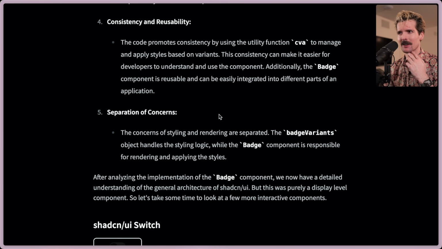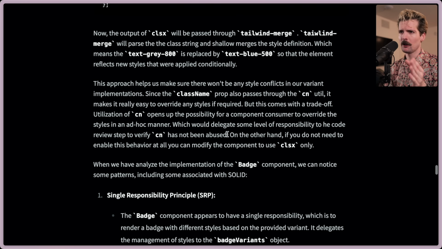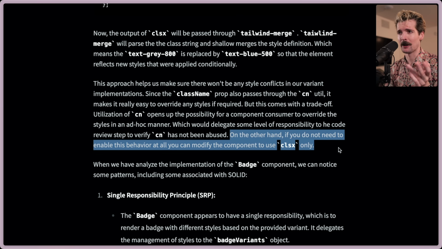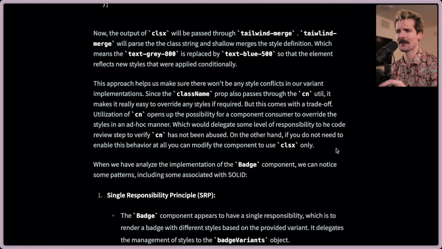Point 5, the separation of concerns. Oh boy. The concern of styling and rendering are separated. The badge variants object handles the styling logic, while the badge component is responsible for rendering and applying the styles. Okay, that's fair. The open-close principle touches on the thing I was complaining about earlier, which is that you shouldn't only apply CLSX and not Tailwind merge on the class names you pass to a Shad component. By only applying CLSX and not Tailwind merge, you're now allowing the developer to kind of override things some of the time, depending on what order they exist in the CSS. That is random, hard to debug, and terrifying.